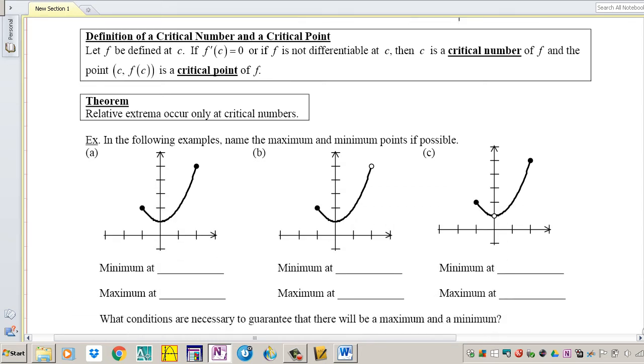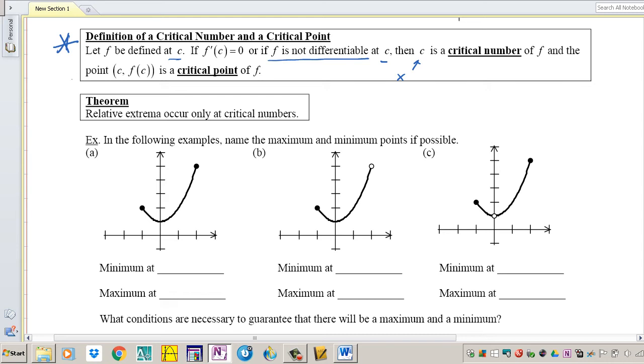Now the next thing I want to talk about is your critical numbers and critical points. Let f be defined at c. C can be any x value. If f prime of c is equal to 0, so if the derivative is equal to 0, or if the derivative is not defined, which means f is not differentiable at that c, then c, which is an x value, is called a critical number of f, and the point c comma f of c is called the critical point. Now, put a star next to that definition because we're going to come back to it in the problems below.